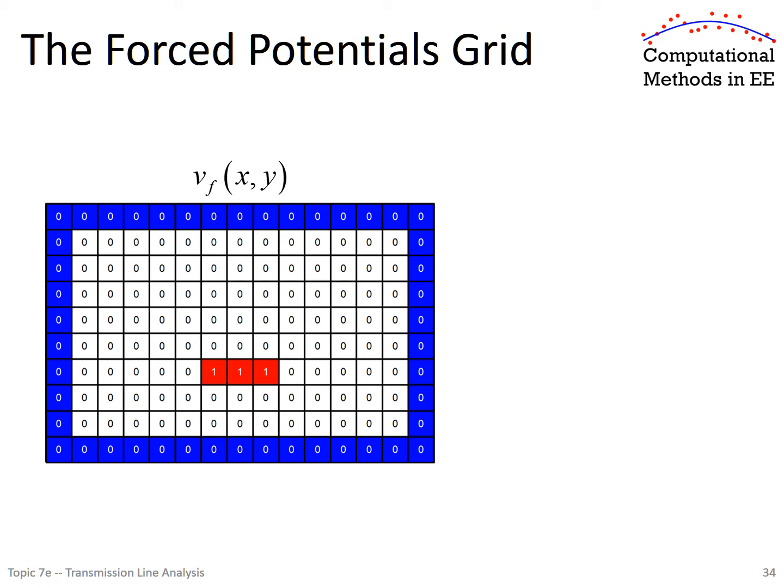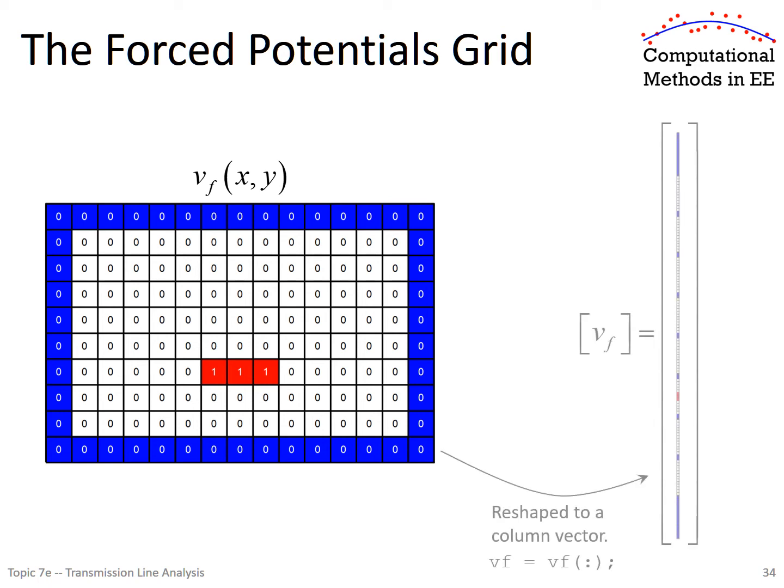So right now we have a 2D array, zeros everywhere, except where there's metals, and the number is saying what the voltage is that we've applied to that piece of metal. So we'll take that 2D array and reshape it this way to get a column vector.